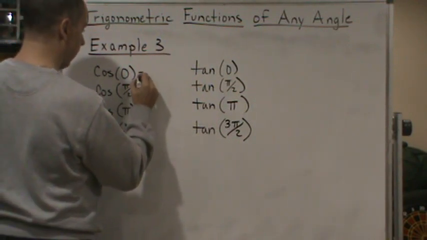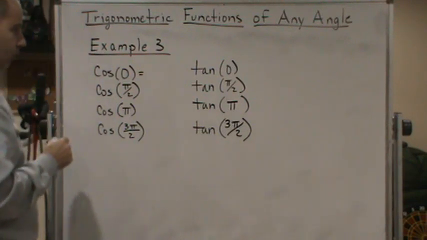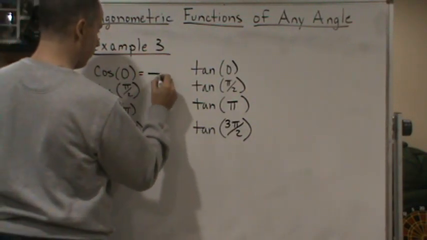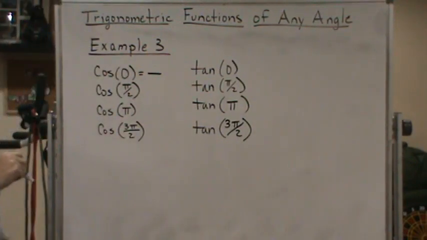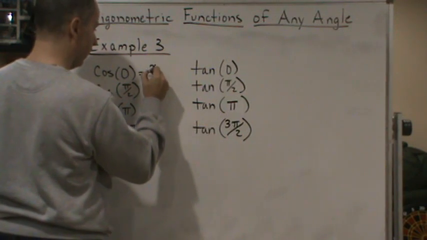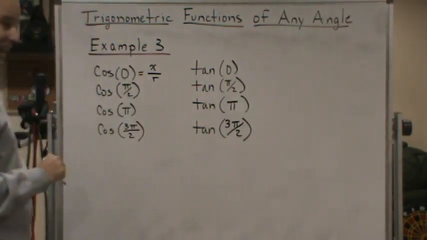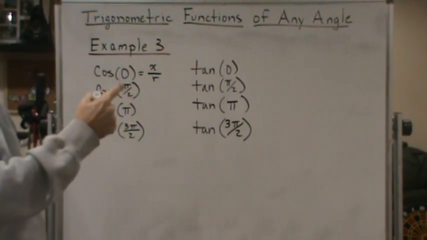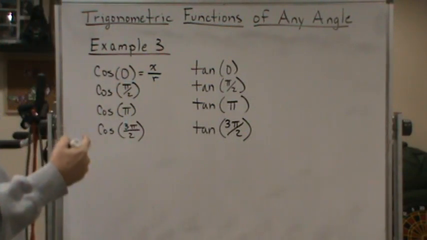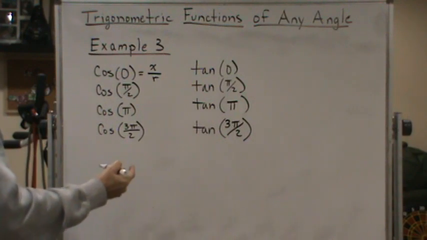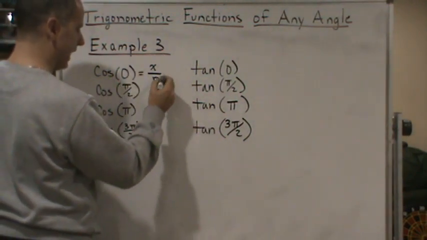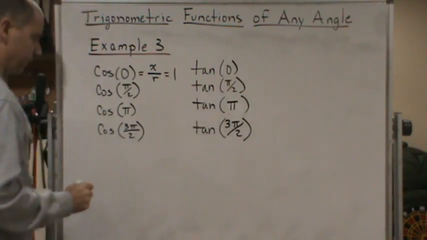So now, 0, right? So cosine of 0 is what? Well, at that angle, what do we have? We have x over r, right? But again, at angle 0, what's happening? The hypotenuse is equal to the adjacent side. Okay? So that means x and r are the same, so that's going to give us 1.